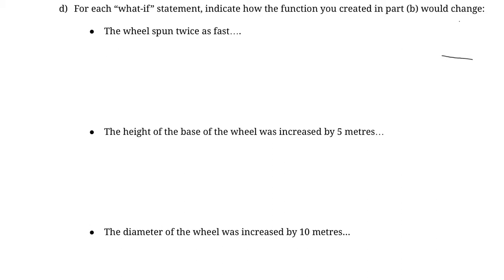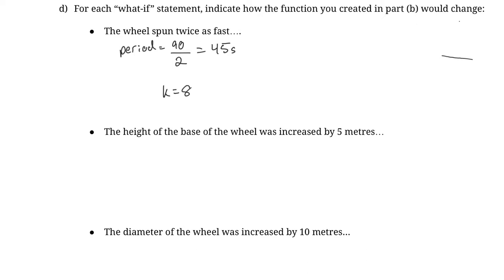So if the wheel spun twice as fast, that means our period would be cut in half. The period that we had was 90 seconds, and our period would just become 90 divided by 2, which is 45 seconds. So that will change our K value. Our K value would actually double. Our K value becomes 8.